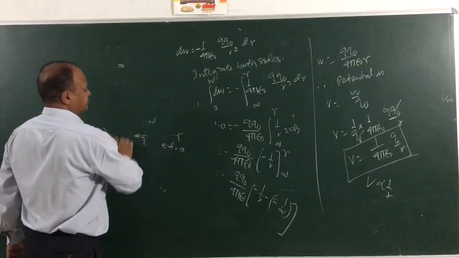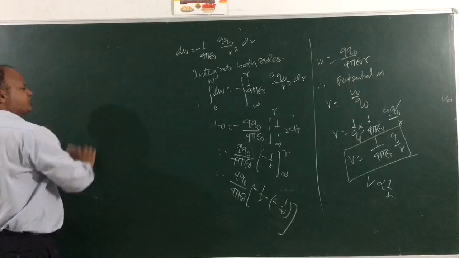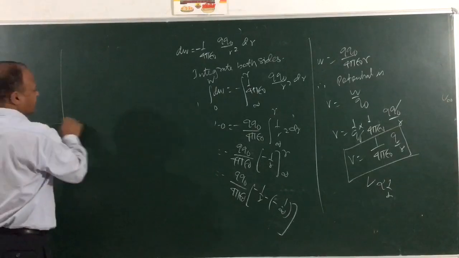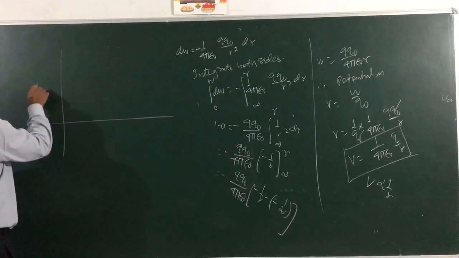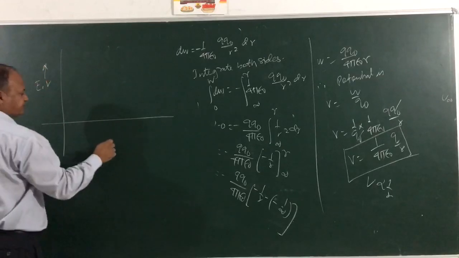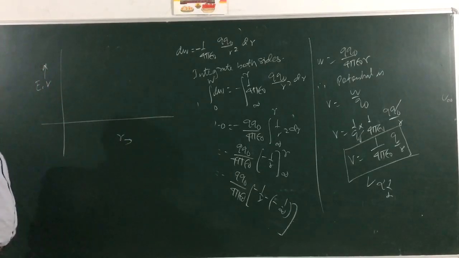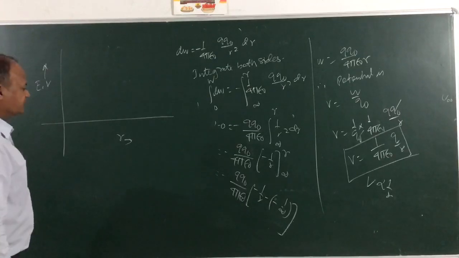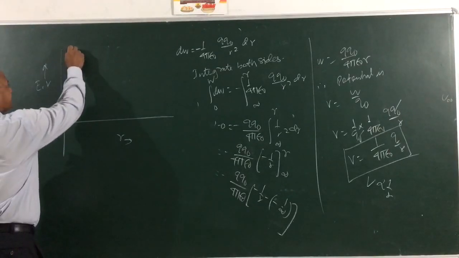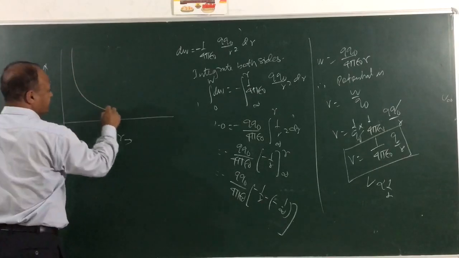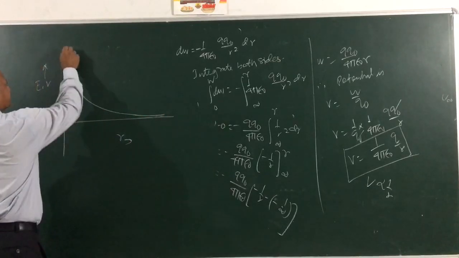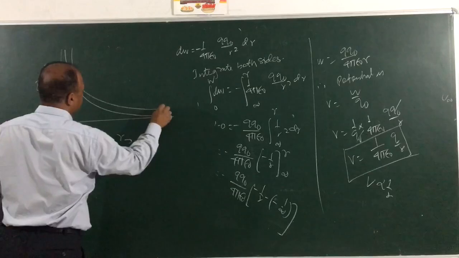We can see if you make a comparison between E and V, and we plot a graph. Y will contain E and V, and R on the X axis, the distance from the point charge. Then you can see that E will be vanishing fast, but V will be vanishing slow.